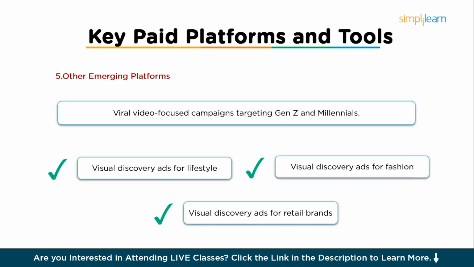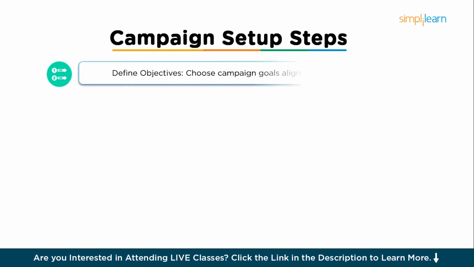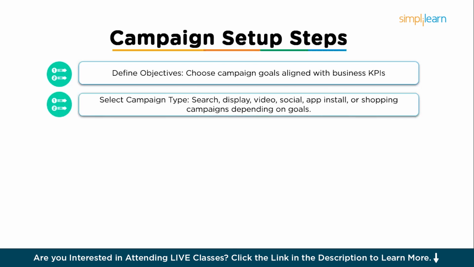Now let's see how to set up the campaign. So the first step is define objectives. Choose campaign goals aligned with business KPIs. Second step is select campaign type. Search, display, video, social, app install, or shopping campaigns depending on goals.